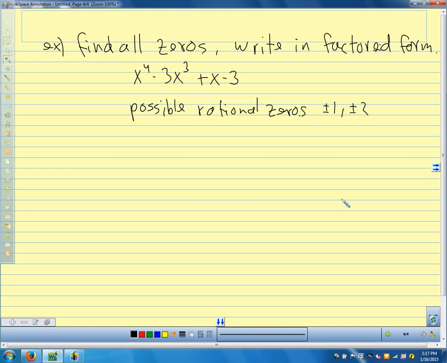Let's try to reduce our work a little bit. Descartes' rule of signs. How many sign changes do we have here? 1, 2, 3. 3 sign changes. So we have 3 or 1 positive. And if we write f of minus x using Descartes' rule of signs to reduce our work, I get x to the fourth. We change the sign on the odd powers, plus 3x to the third minus x minus 3. So how many sign changes do we have here? 1. 1 sign change. That tells us we have one negative.